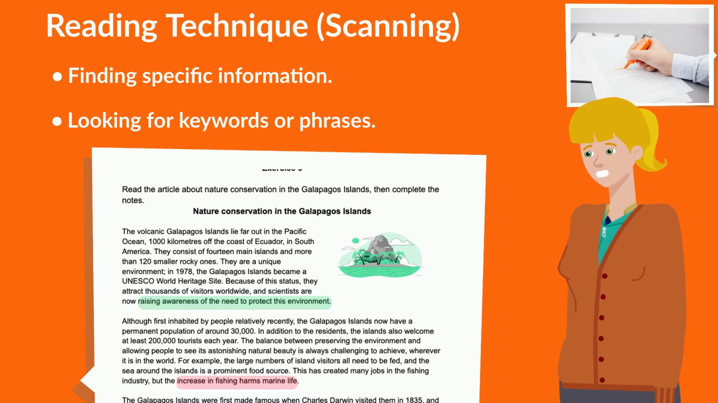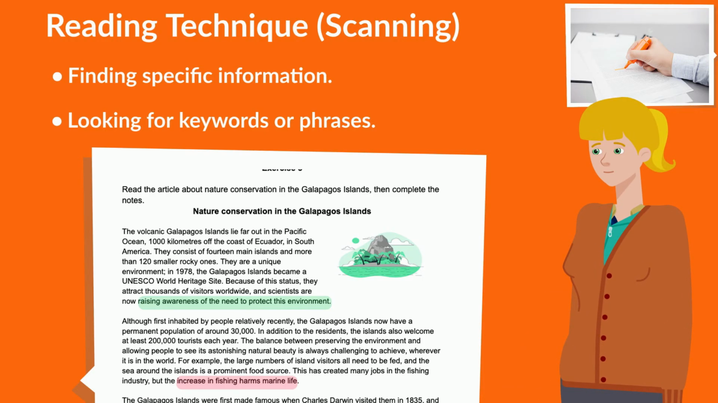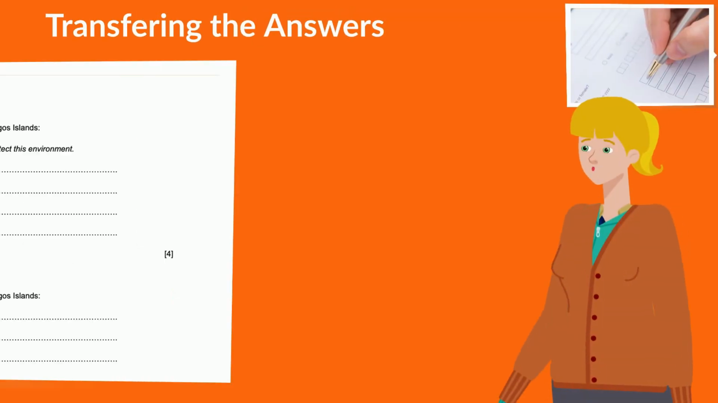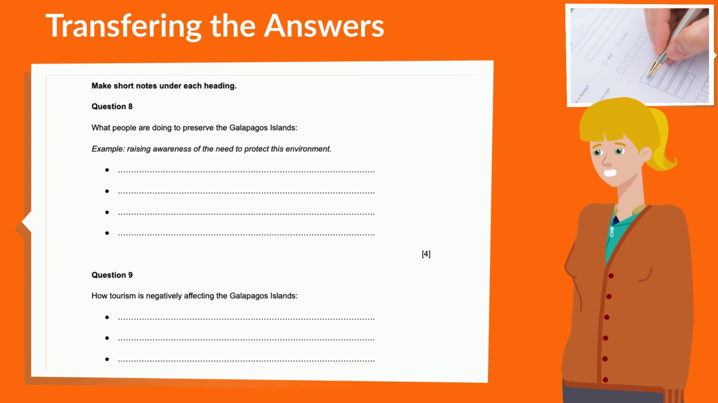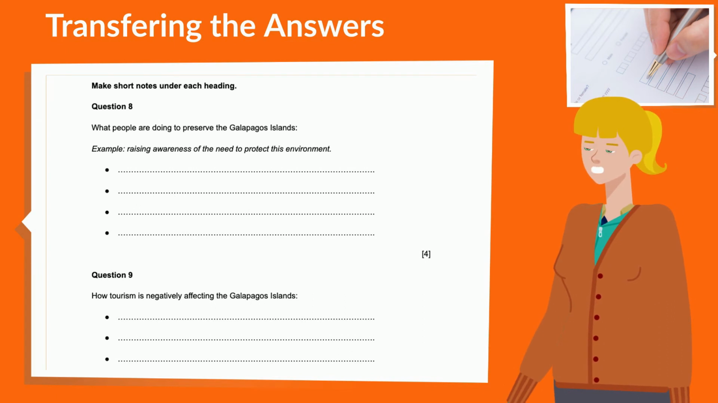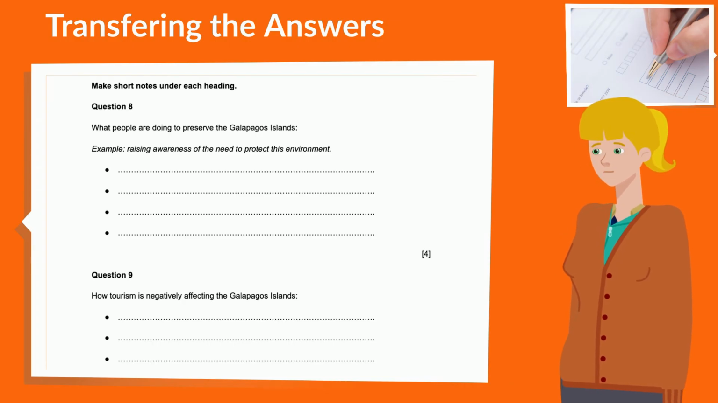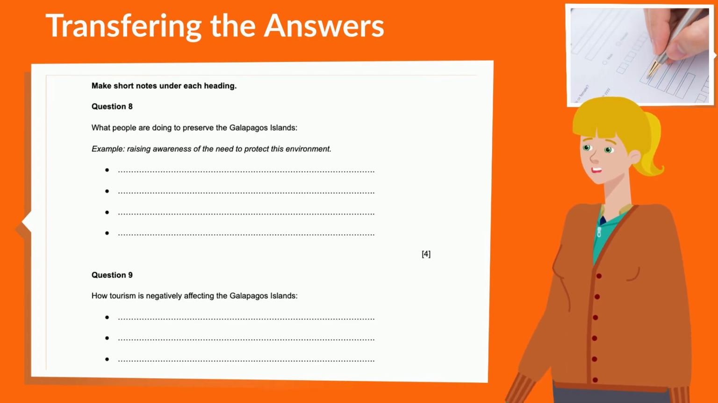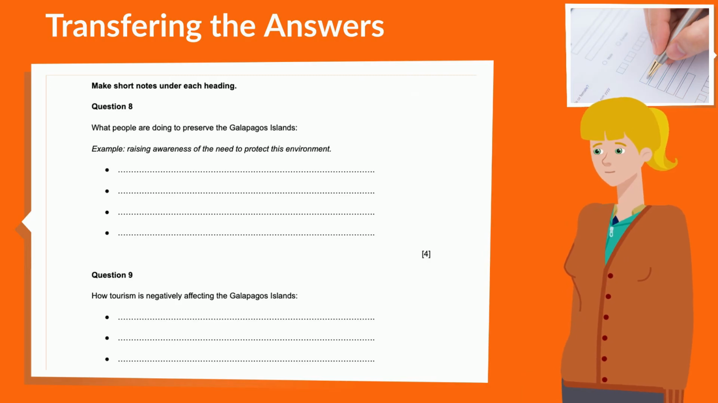Let's return to the question sheet to add these 2 answers. When we transfer the information to the answer sheet, we should write clearly and under the correct heading. We should write on the dotted lines and in the space provided. Remember to avoid copying large chunks of unnecessary information.